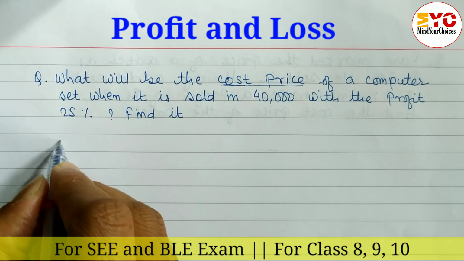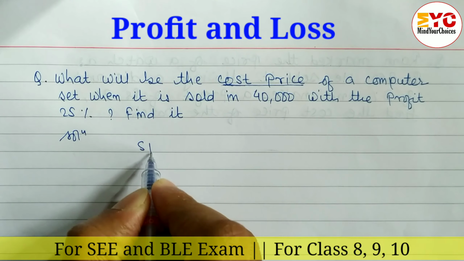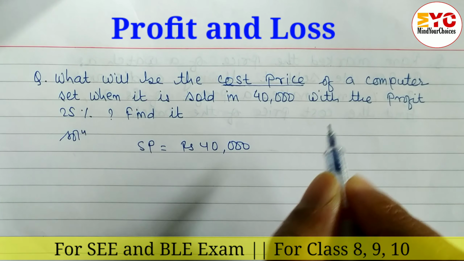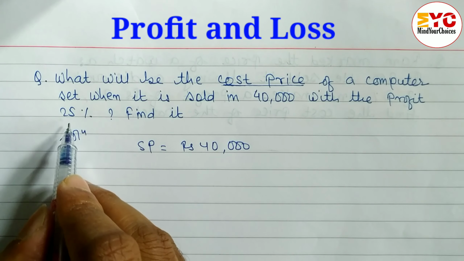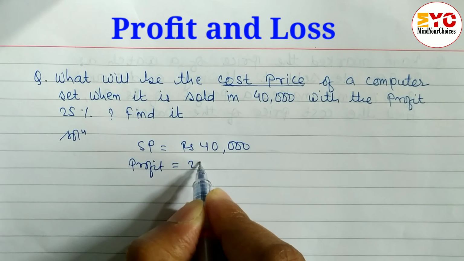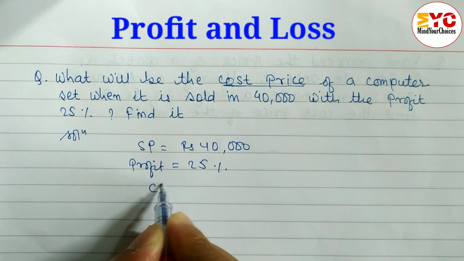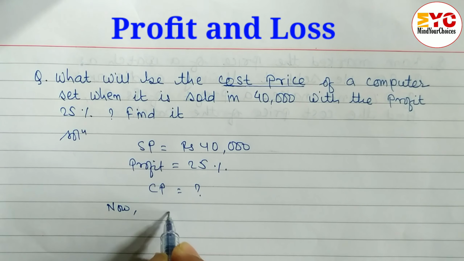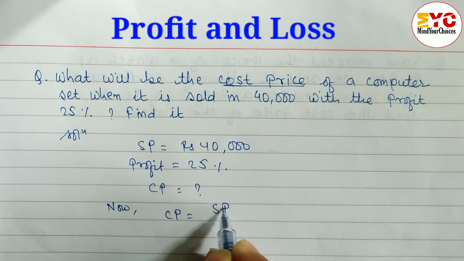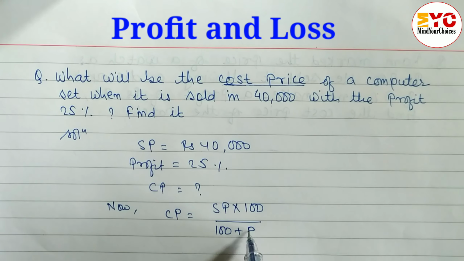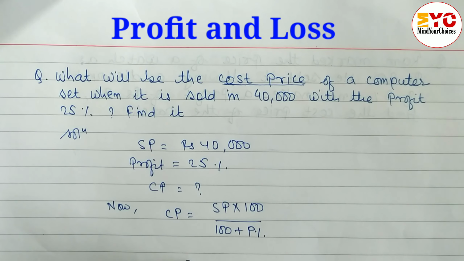So selling price here. Let's start the solution. Here selling price is equal to rupees 40,000. And after that, with a profit of 25%, here profit is equal to 25%, we have to find out cost price, CP. What is the formula of CP? We have to use here CP is equal to SP into 100 by 100 plus P. We have a formula of cost price, SP into 100 by 100 plus profit percent.